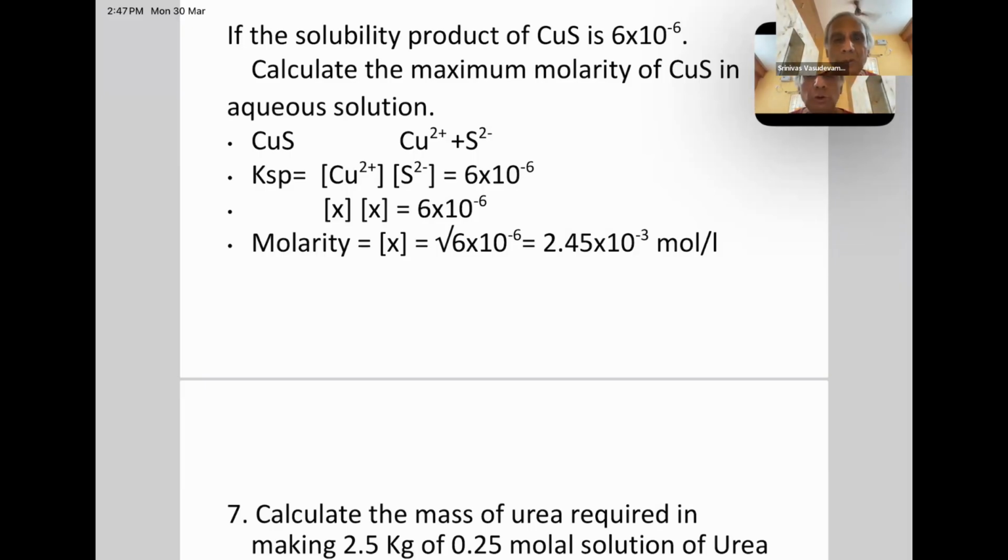CuS gives you Cu2+ and S2-. If we take 1 mole per liter of CuS, let us say it gives you X mole per liter of Cu2+ and X mole per liter of S2-. So Ksp equals concentration of Cu2+ and concentration of S2-, which is X into X, which is equal to 6 into 10 power minus 6. So by taking square root, X equals 2.45 into 10 power minus 3 mole per liter. That's the answer for the numerical taken.